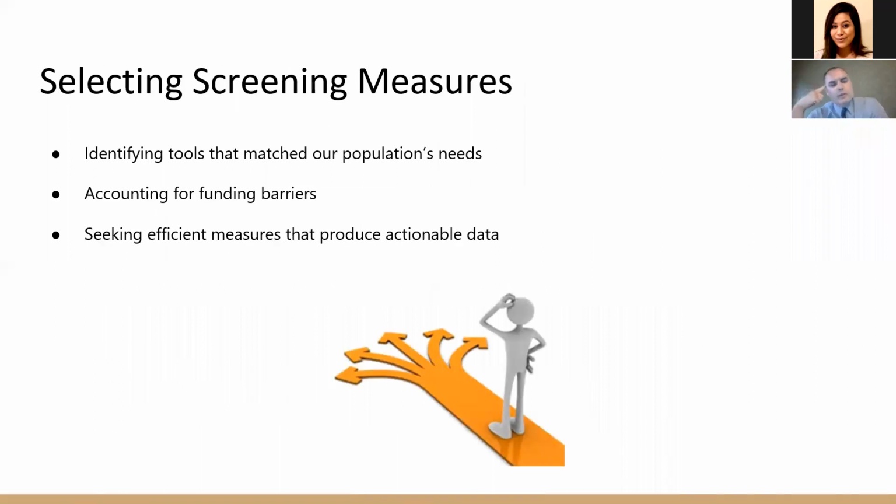So let's talk a little bit about how we selected screening measures. One of the first tasks that we were posed with was, why are we screening? What's the purpose behind our screening program? Do we want to identify students with needs? Do we want to be able to point to strengths that our students have? How are we going to select measures that are free, ideally, that are quality measures? And what are we going to do with this data? How are these data going to inform our practice? Next slide.